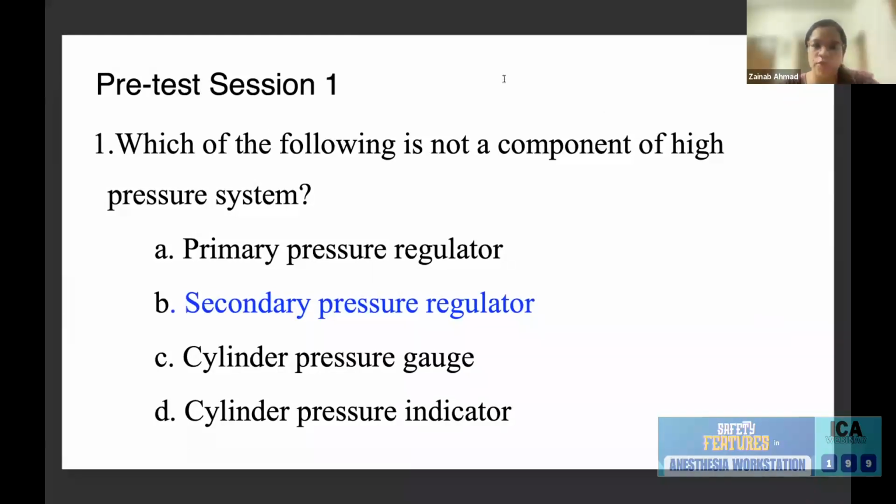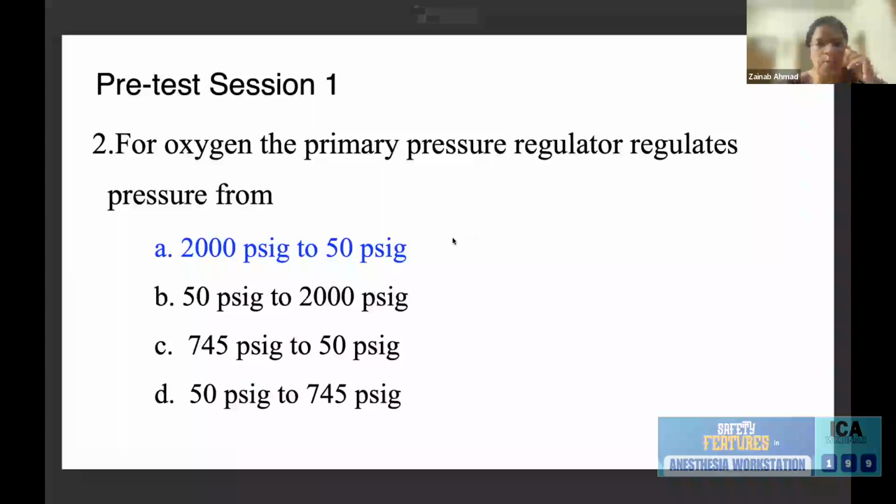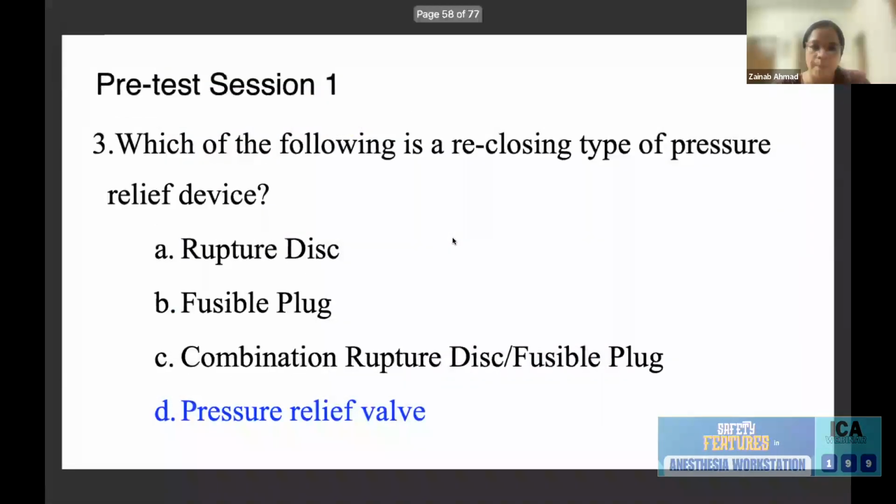The first question: which of the following is not a component of the high pressure system? The answer was secondary pressure regulator. I'm sure most of you must have got this question correct. Second question: for oxygen, the primary pressure regulator regulates pressure from, so we all know the pressure in the cylinder is 2000 psig and the pressure in the intermediate system is around 50 psig. So the pressure is regulated from 2000 psig to 50 psig. So option A was correct.